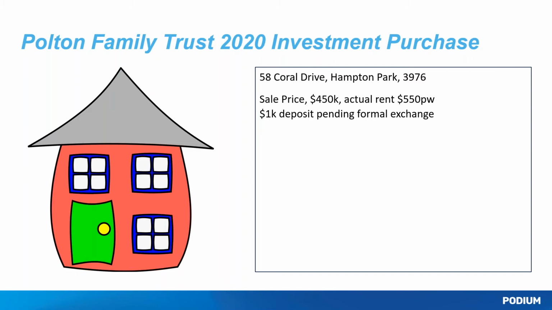Sale price, okay, $450K. They have renters in there, which I mentioned before. So the property has got renters in there. It's earning $550 per week. Okay, so they've made a commitment by depositing $1,000 pending formal exchange.